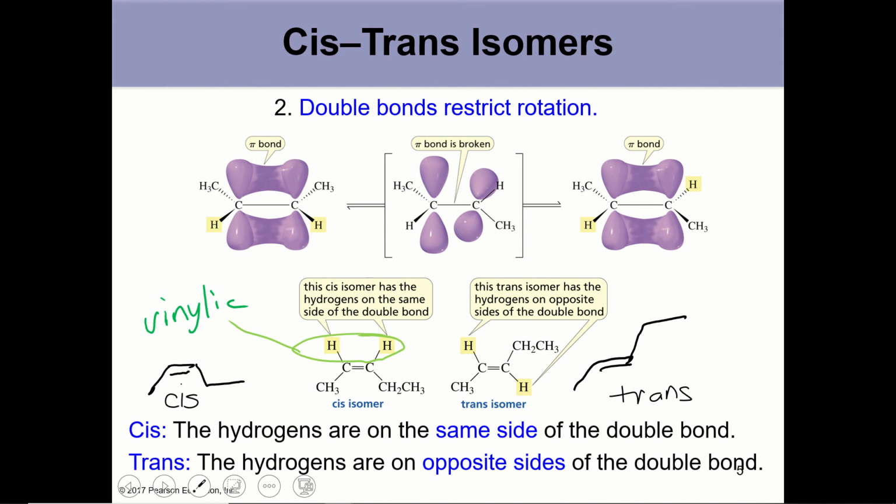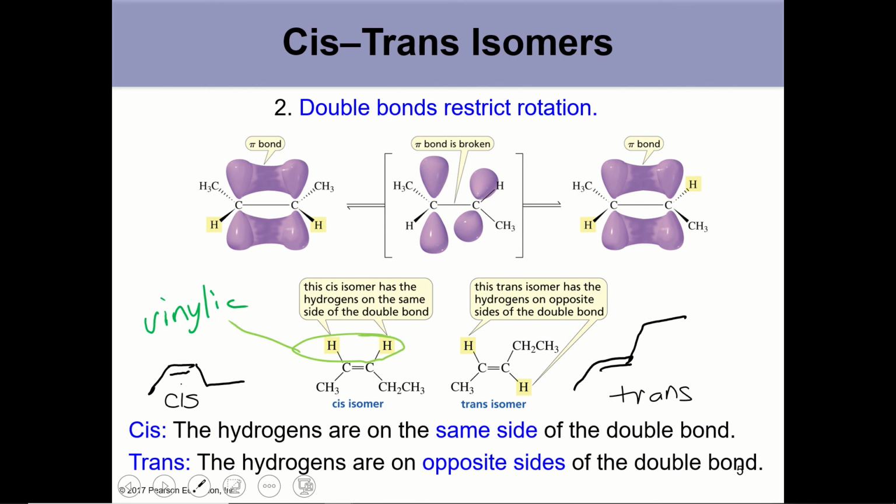So cis isomers have two identical substituents, in this case hydrogens, that are on the same side of the double bond. And trans isomers have two identical substituents, in this case hydrogens, that are on opposite sides of the double bond.